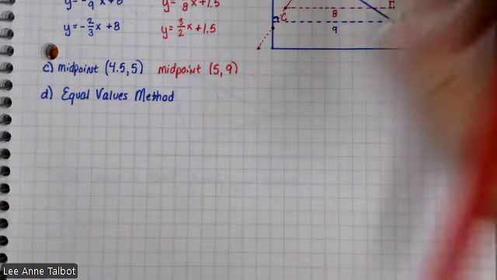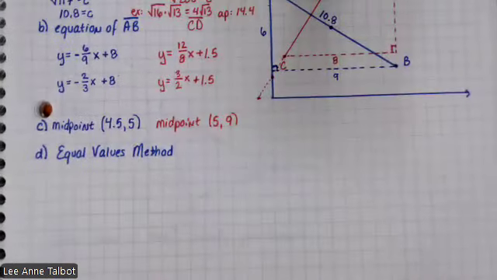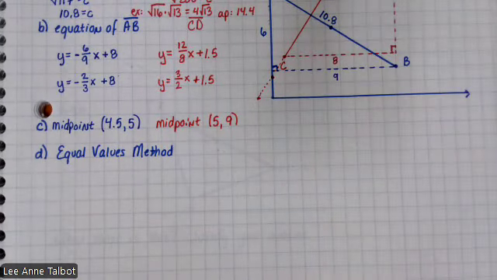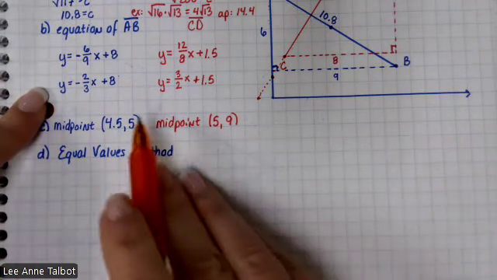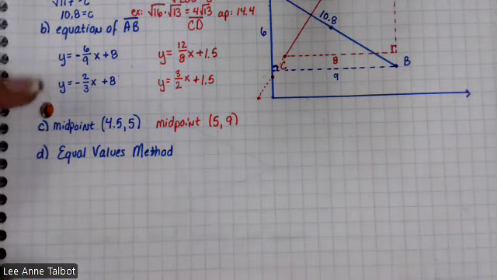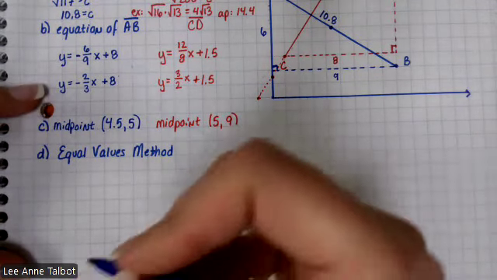Okay, now we're going to find that coordinate where they cross each other. You can kind of see it right there. But we're going to do equal values method just to make sure. I'm going to take the two equations that I have, the reduced ones, and equal them to each other.